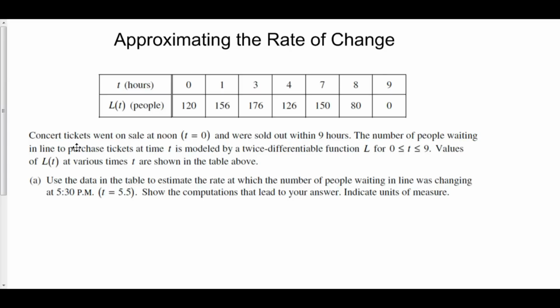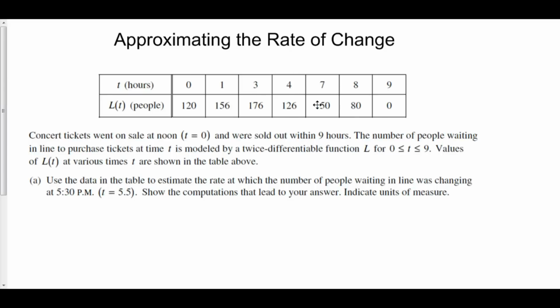Now, in this problem here, concert tickets went on sale at noon and were sold out within 9 hours. The number of people waiting in line to purchase tickets at time t is modeled by a twice differentiable function, L, from 0 to 9 hours. Values of L at various times t are shown in this table above, where here we have t hours from 0 through 9, and here the number of people waiting in line at that particular hour.